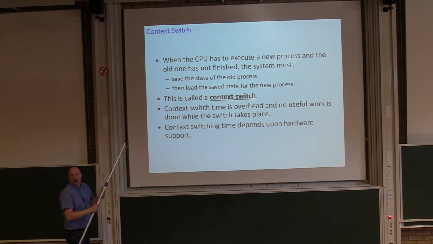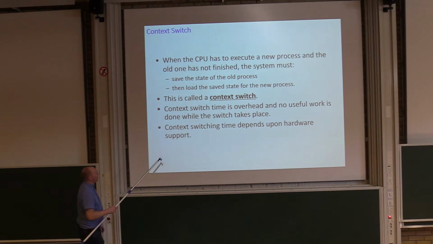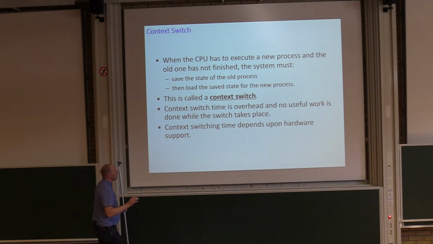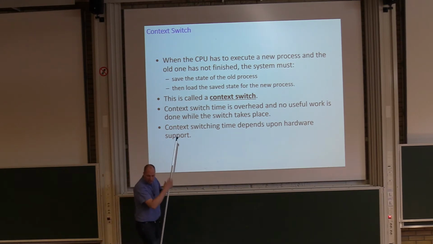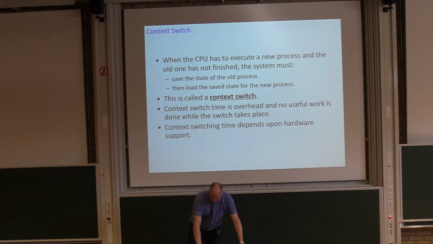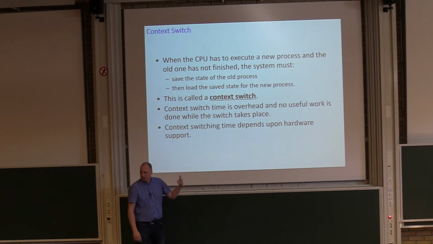And of course, this is some overhead. When we do the context switch, we don't really do any useful work. Usually the context switch is done very efficiently. In most cases, the time to do the context switch is negligible compared to all other time that we have. But of course, there are some instructions that need to be executed, so it will take some time. But this is microseconds or even less than that. It could be nanoseconds as well.